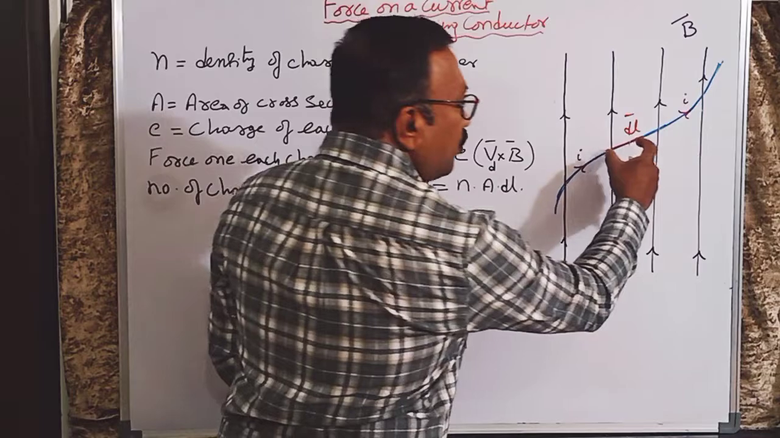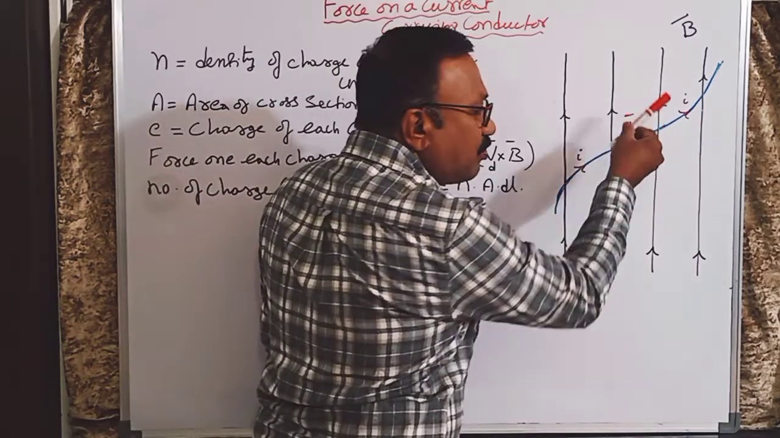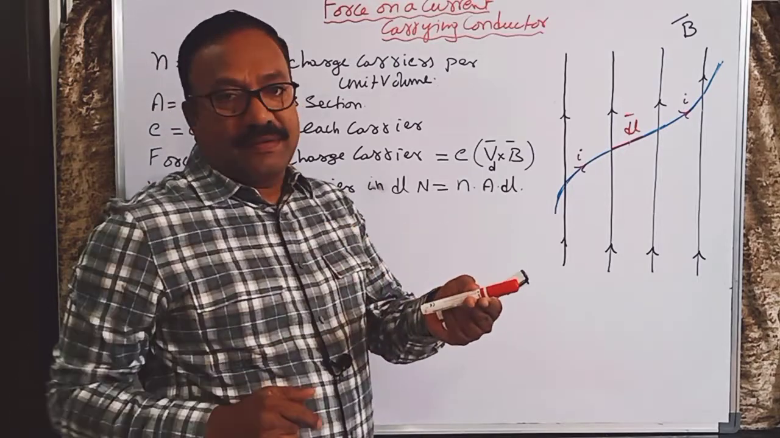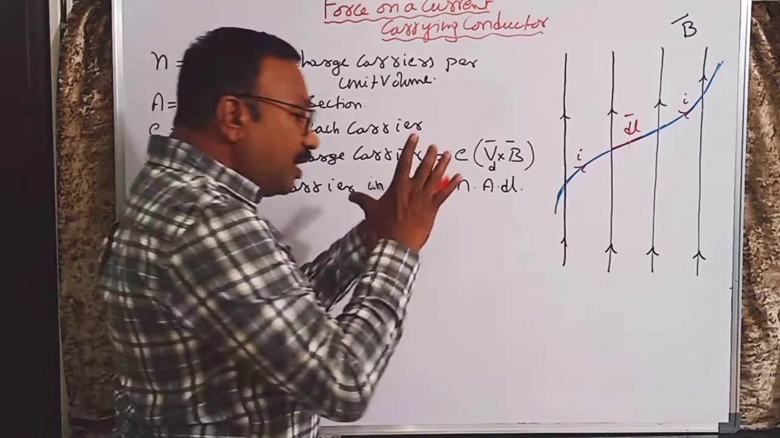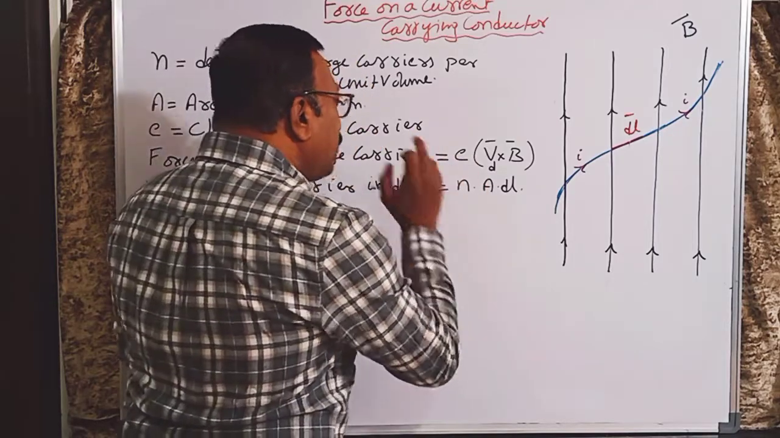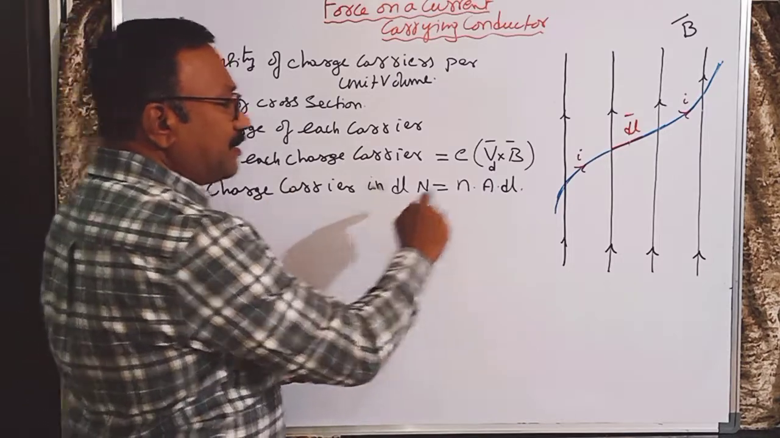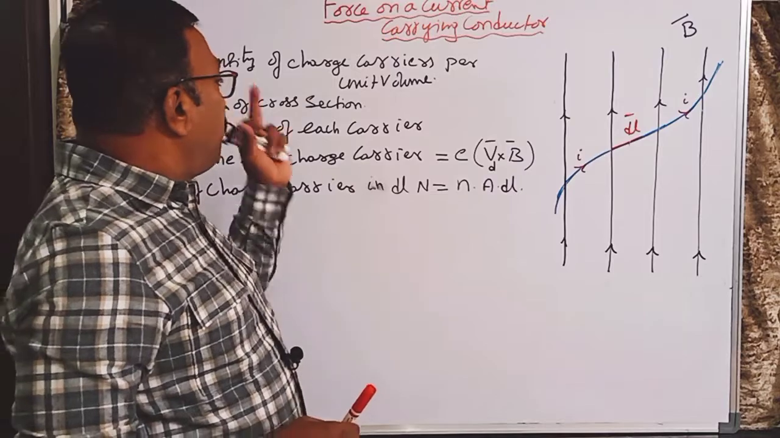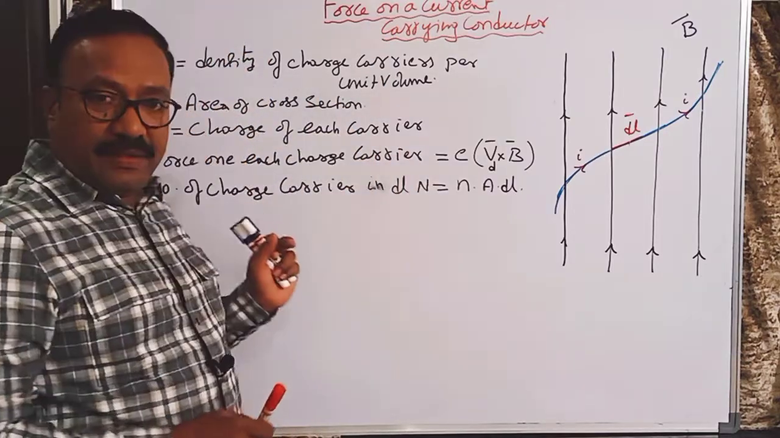See, what is the volume of the segment? Imagine this is a small segment I considered. What is its volume? Area of cross section into length. So that is area of cross section into length. This volume, into number of charge carriers per unit volume, will be the total number of charge carriers in this segment DL. So per unit volume, number of charge carriers are N.